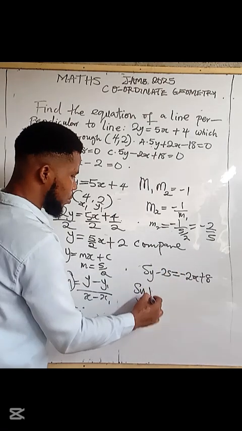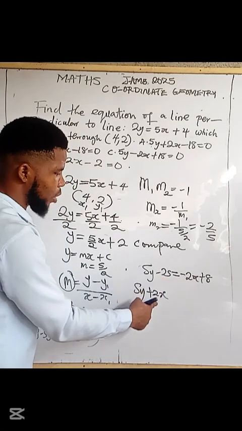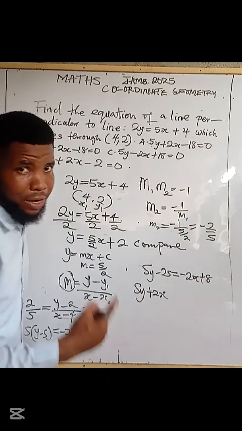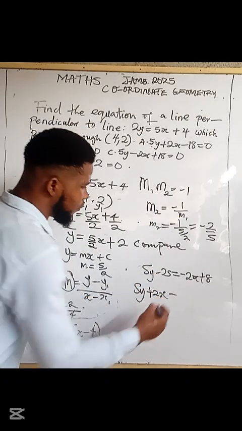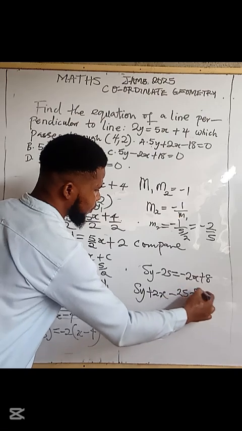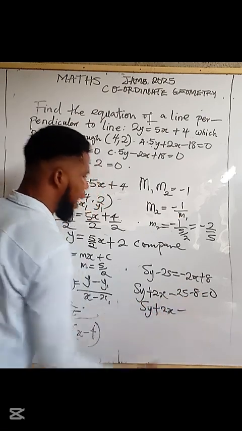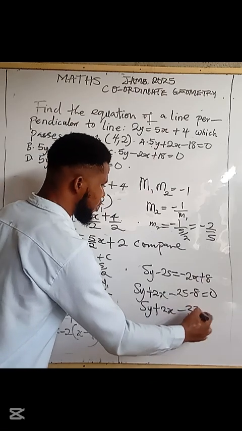5y equals plus 2s. This is minus 2s; as it comes over, it becomes plus 2s. This is plus 8; when it comes over, it becomes minus 8. So, minus 8 minus 25, equal to 0. So we have 5y plus 2s minus 33 equal to 0.